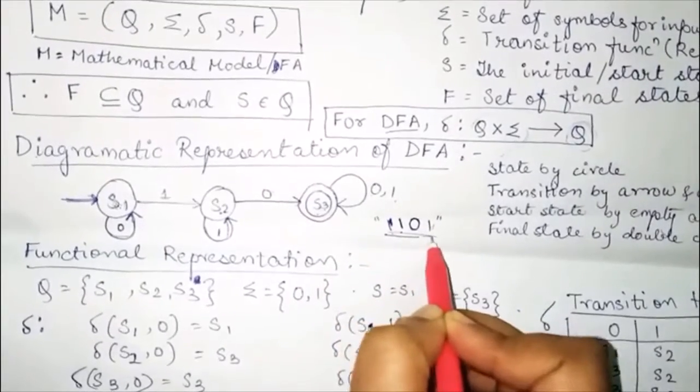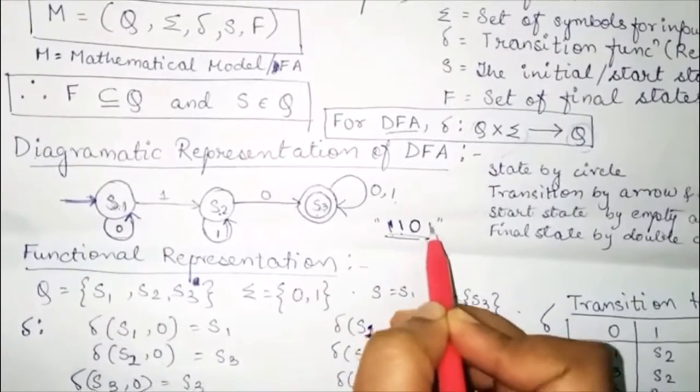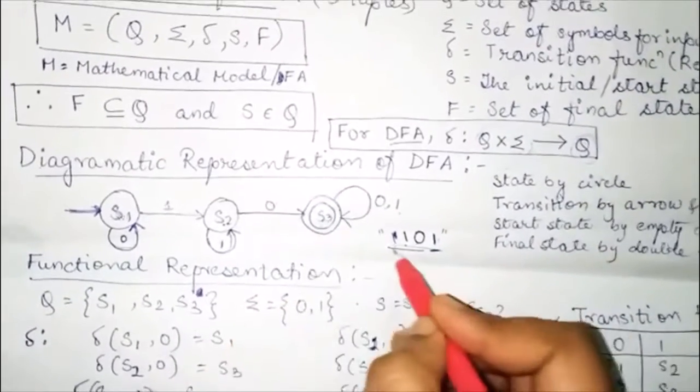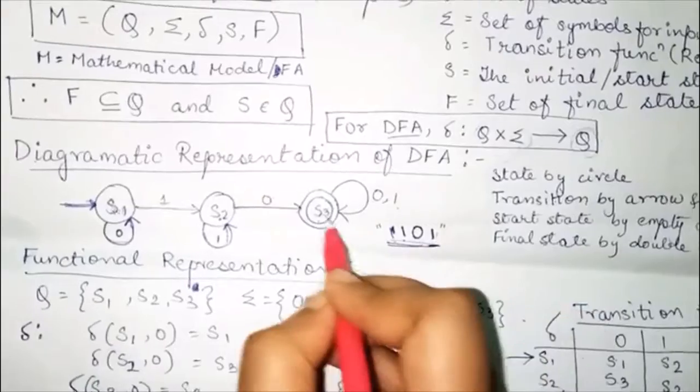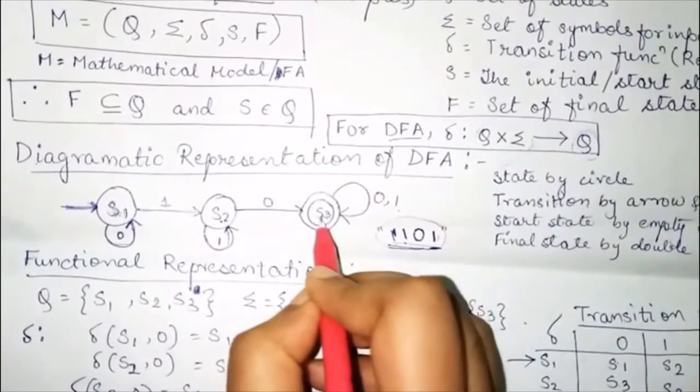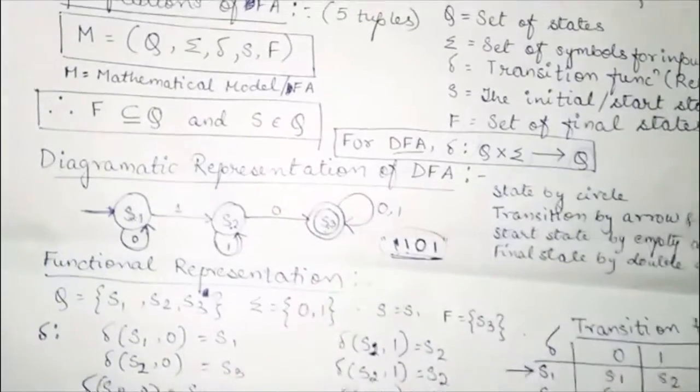not complete, I have to check for the rest of the bits, that is 1. On getting 1, again I am in S3. At the end of the input string, I have reached the final state. Therefore, this string is valid for this DFA.